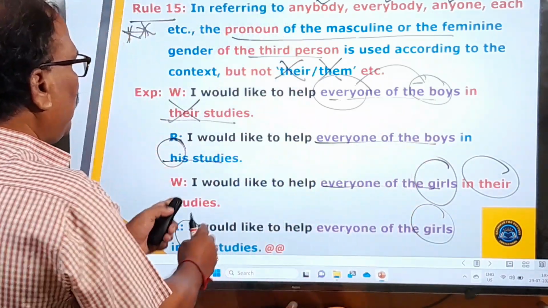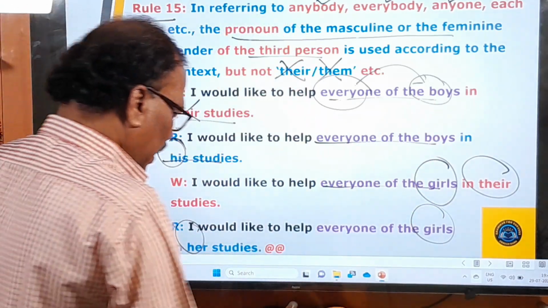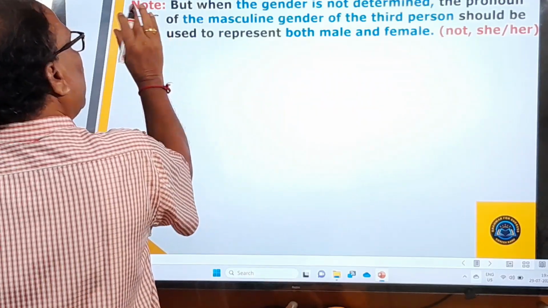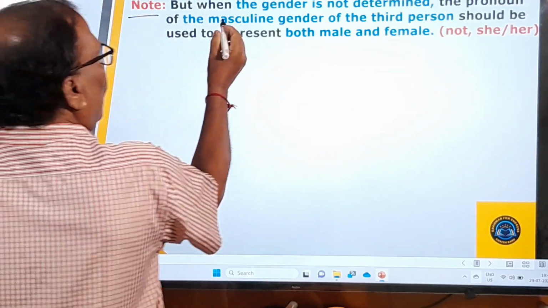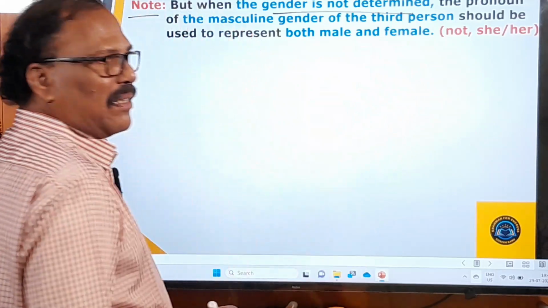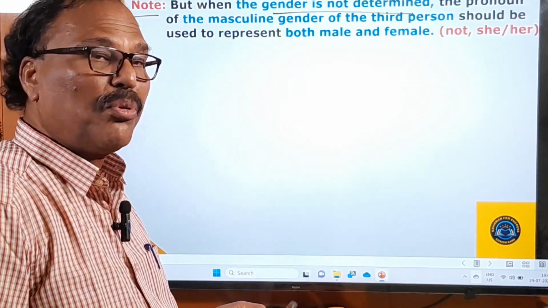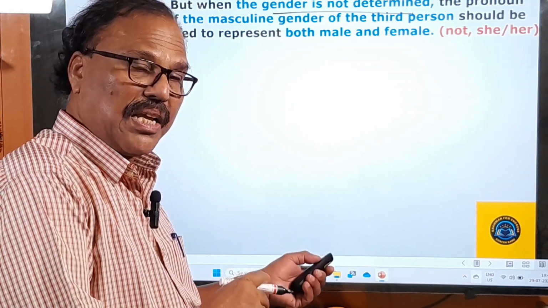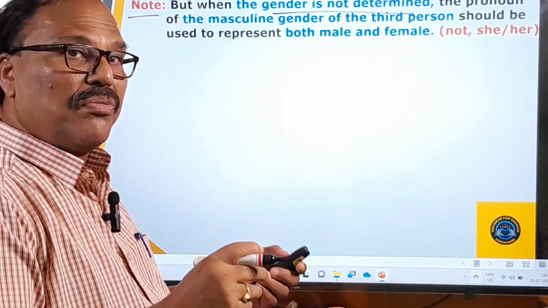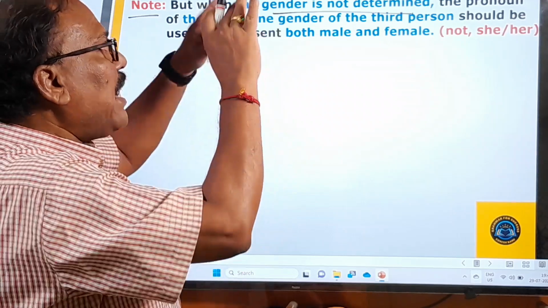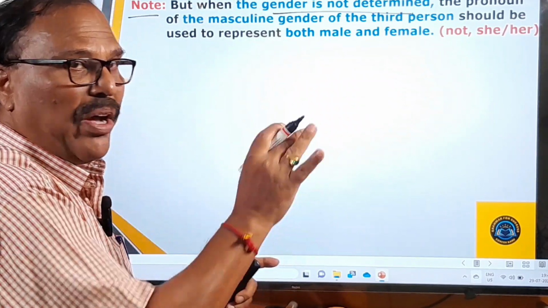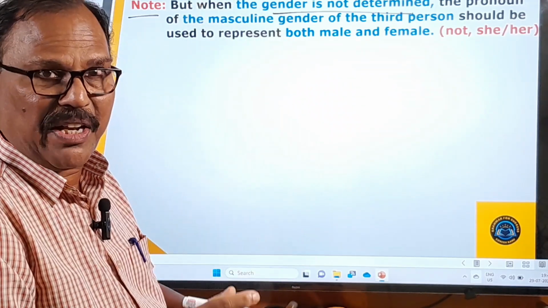So this is a very important rule. Please watch this again and again. Note, there is a note after this 15th rule, about when the gender is not determined. In the earlier slide, you talked about the boys once and the girls another time. So there the sex was determined: boys, male sex; girls, female sex.